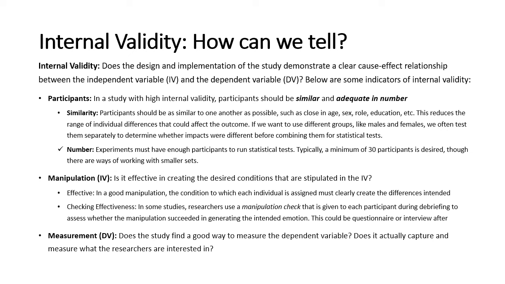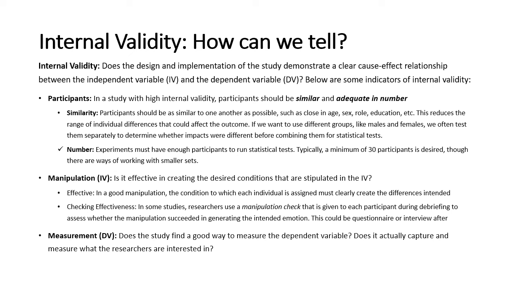And then the manipulation, the independent variable we'd look at. Is the independent variable effective in creating the conditions that are stipulated? And so first off, we would look if the manipulation is effective. So if we were trying to make people feel a sense of urgency, then we want to look at, well, did we actually achieve that? Did we cause our participants in different conditions to have different levels of urgency?